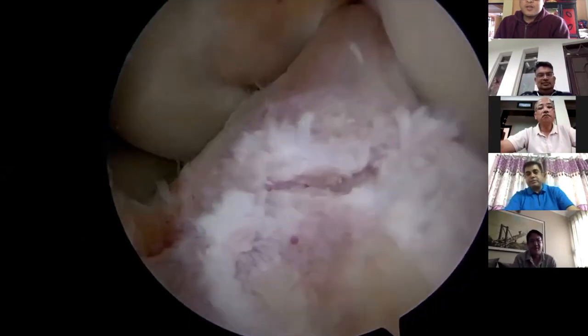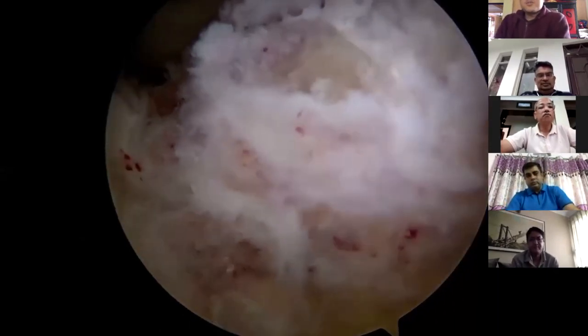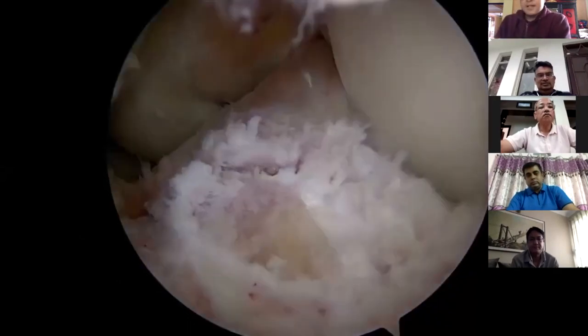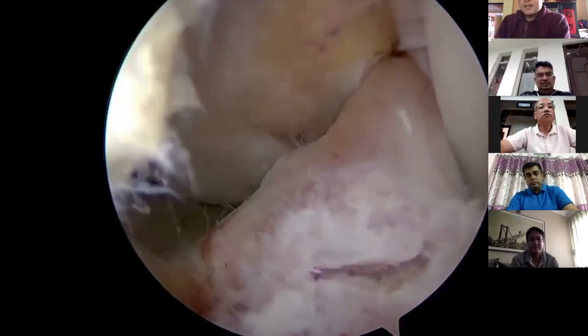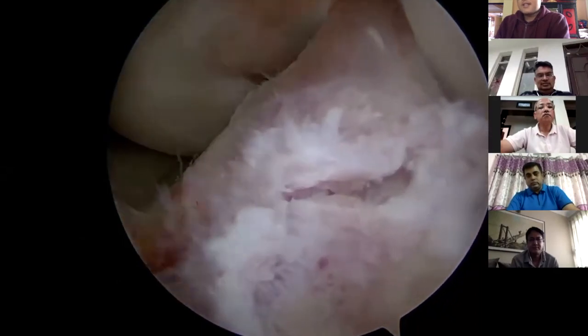So we did arthroscopy in this case. This was malunited. There was a good bony bump anteriorly. If you find a case like this, what will be your take, sir? Rajeev, sir, the ACL seems to be well healed, but the bone is malunited. What will you do?